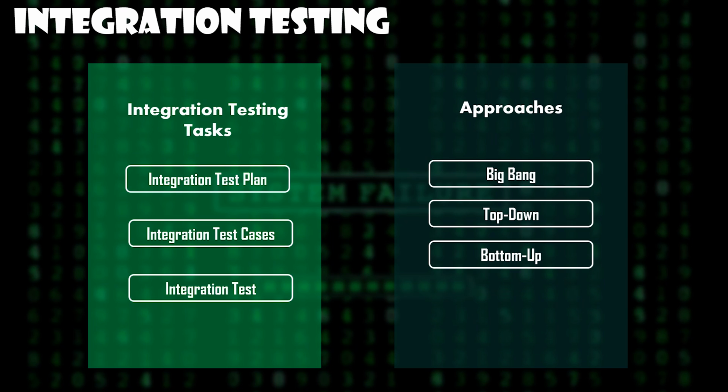Next up, we have the bottom up. Now, this is an approach to integration testing where bottom level units are tested first and upper level units step by step after that. Now, this approach is taken when bottom up development approach is followed. The final one is the sandwich or the hybrid. Now, this is an approach to integration testing which is a combination of top down and bottom up approaches.